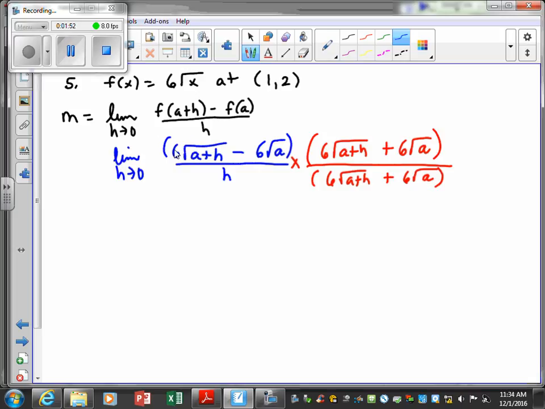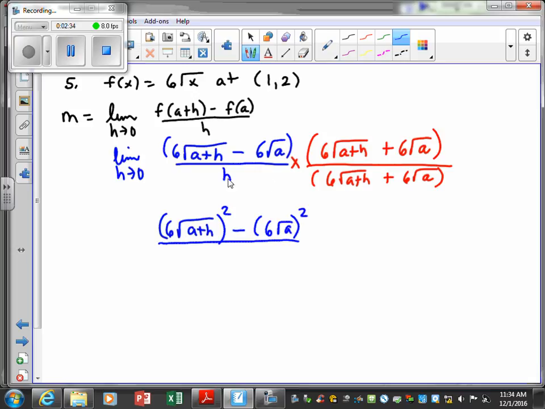So 6 square root of a plus h times 6 square root of a plus h, that's a tongue twister there, would be 6 square root of a plus h, squared. What happens to the inside terms when you have one that's positive and one that's negative? They're going to cancel out, so you'll lose that. So we'll have the outside terms, which would be a negative times a positive is going to be a negative, and then we'll have this term times this term, which is itself. So we'll have 6 square root of a, squared.